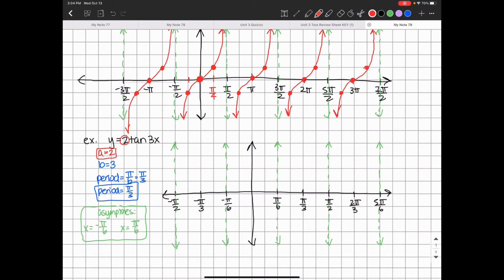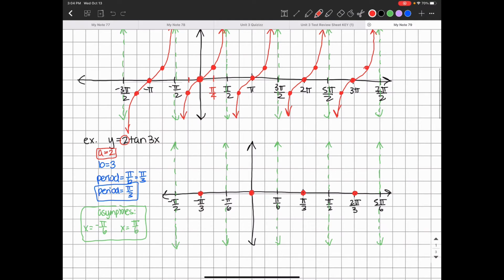I know in the middle of the asymptotes, I have points, my x-intercepts, not just any point, but my x-intercepts are halfway in between all the asymptotes. I know that the graph is going to look like this. It's going down to up.